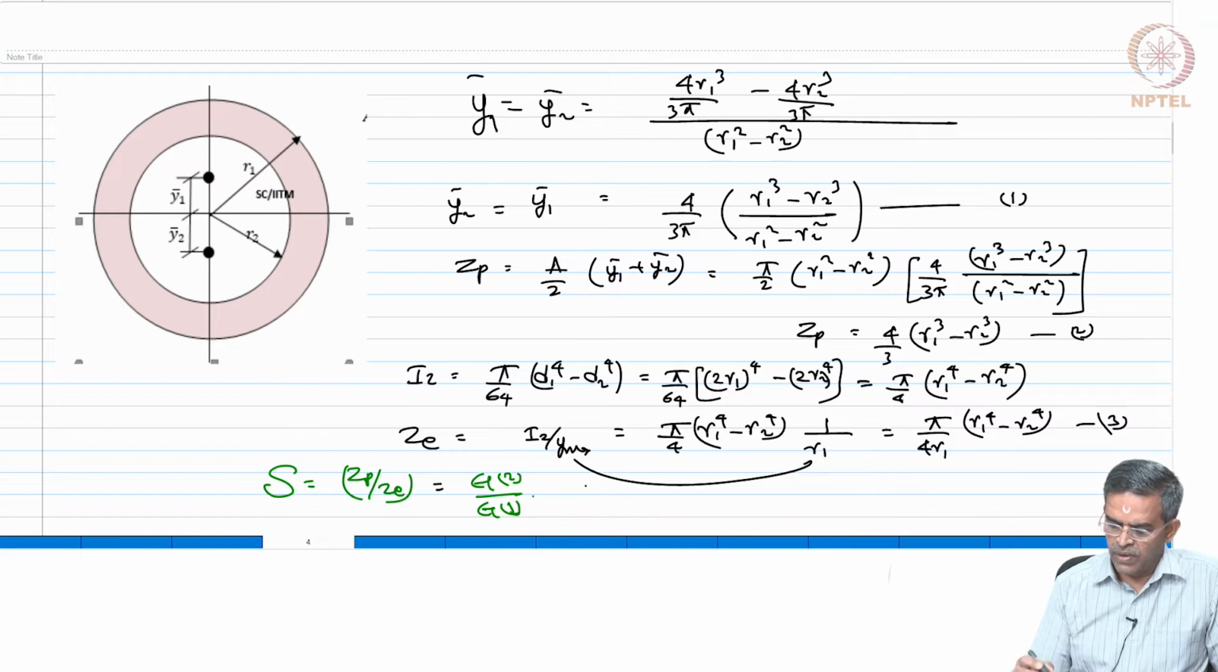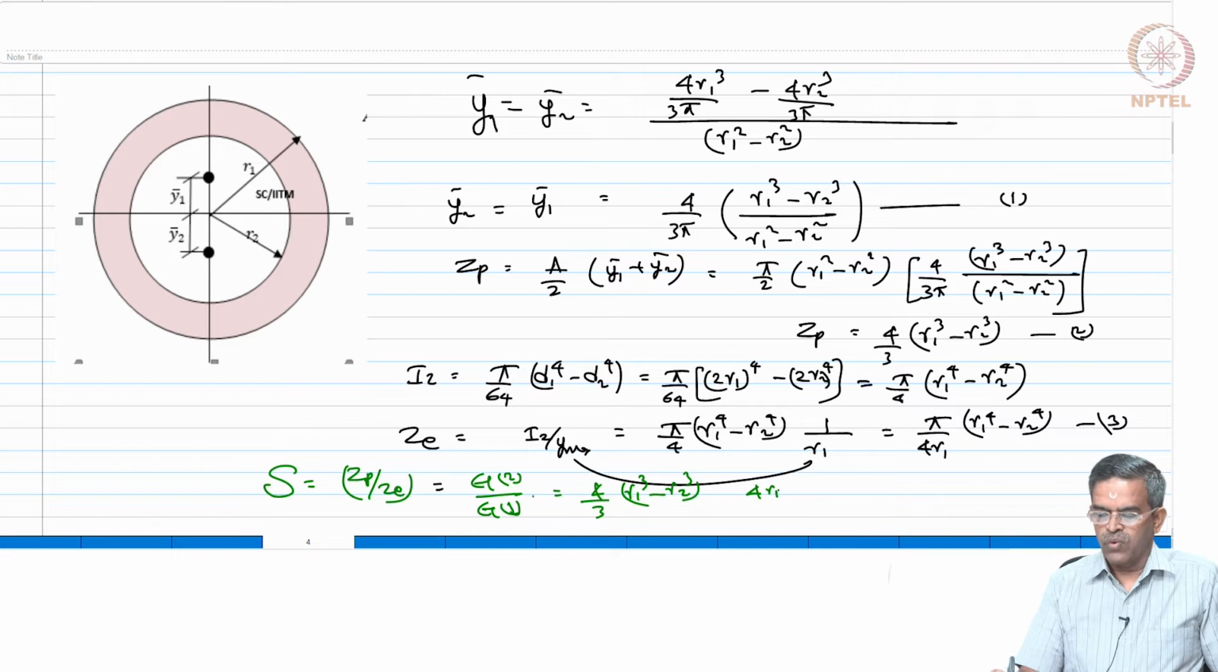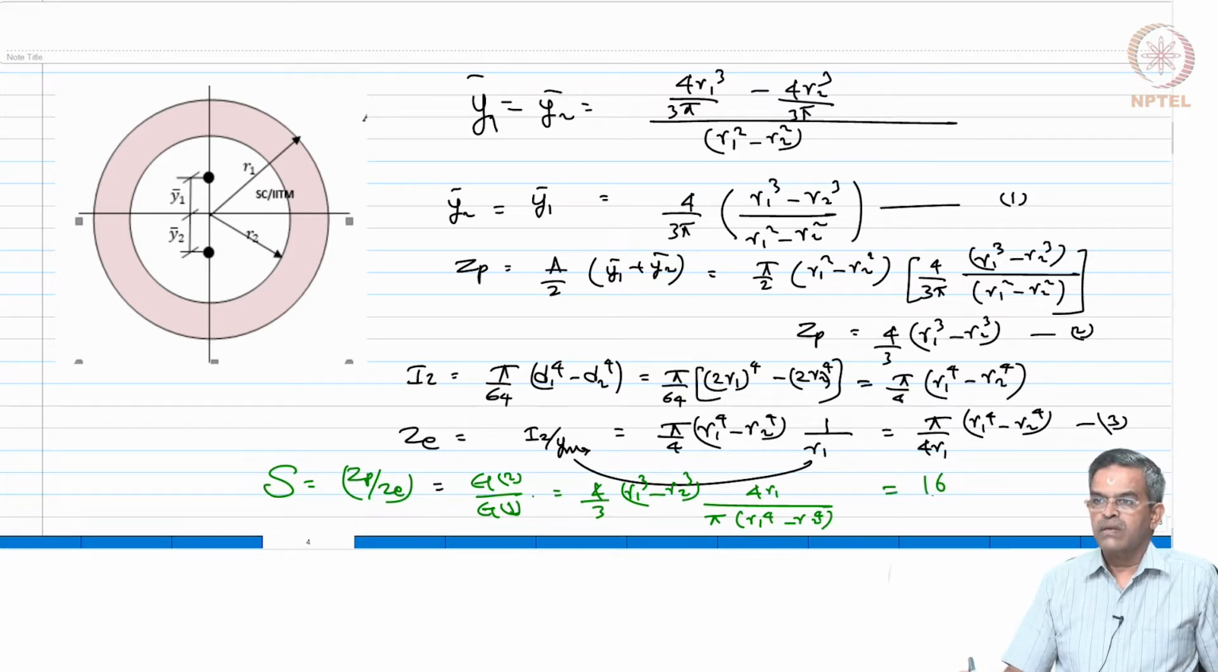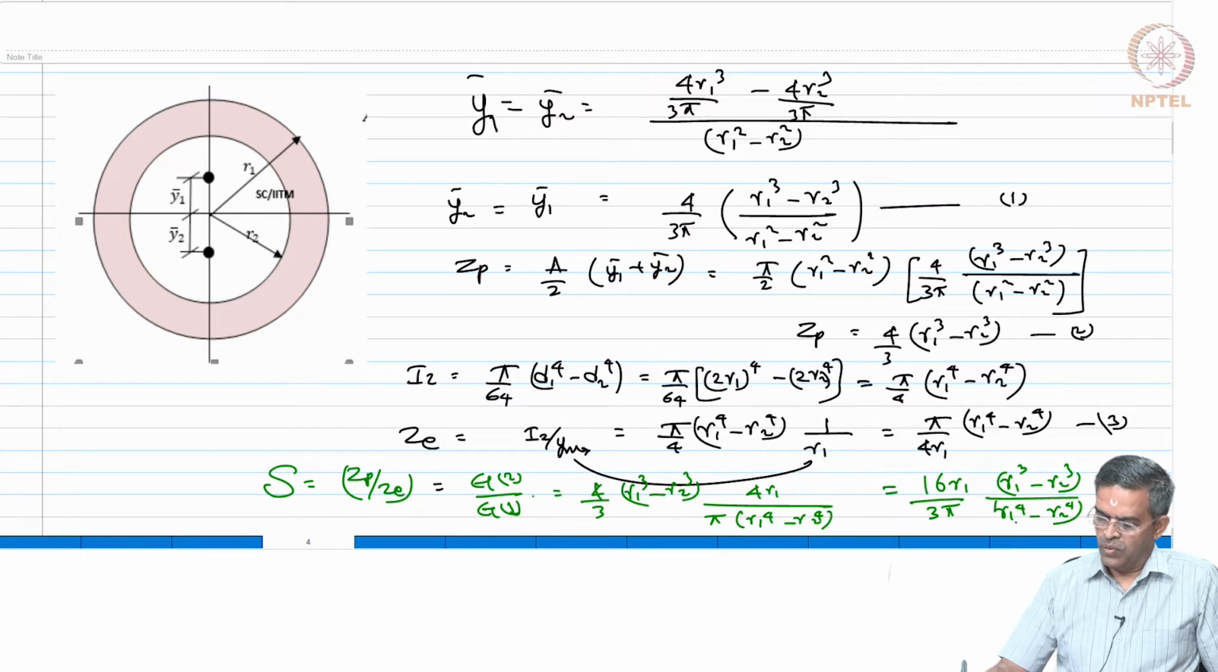Which you simplify, which will be 4 by 3 (R1 cube minus R2 cube), divided by pi times R1 (R1^4 minus R2^4) by 4, which will become 16 R1 by 3 pi of (R1 cube minus R2 cube) by (R1^4 minus R2^4), right.